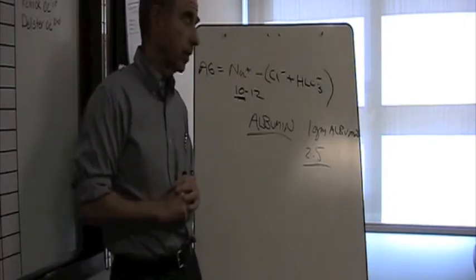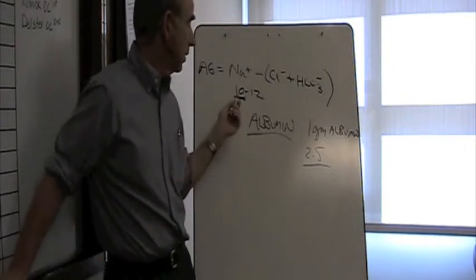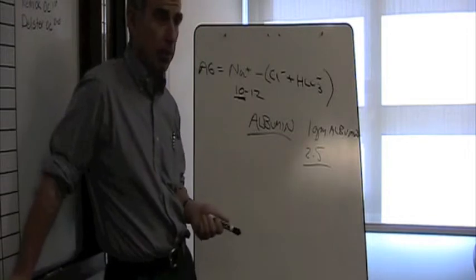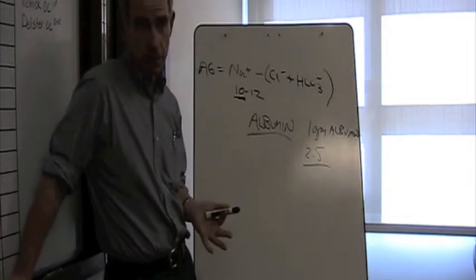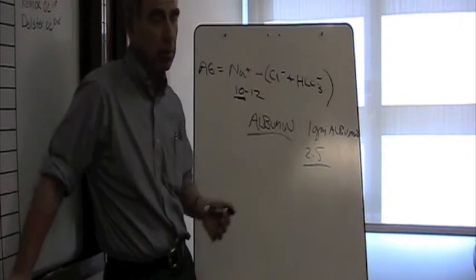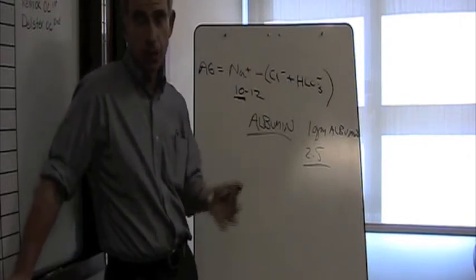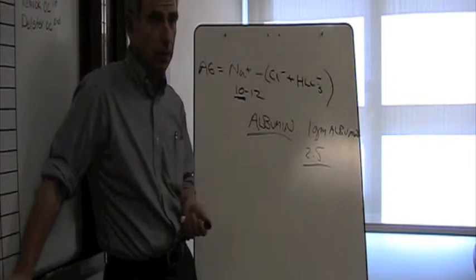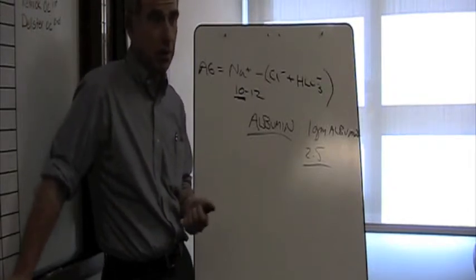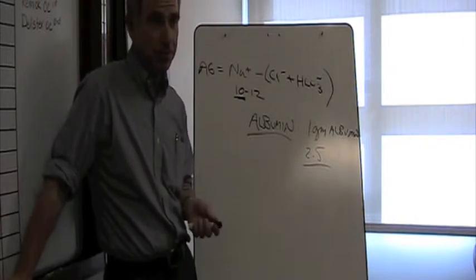Okay. All right. So what else is part of this gap? There are other unmeasured anions. Come on, you look at them every day on the chem panel. Phosphates. Phosphorus is one. Sulfates, which is another. Nitrates. Calcium's the cation, right?